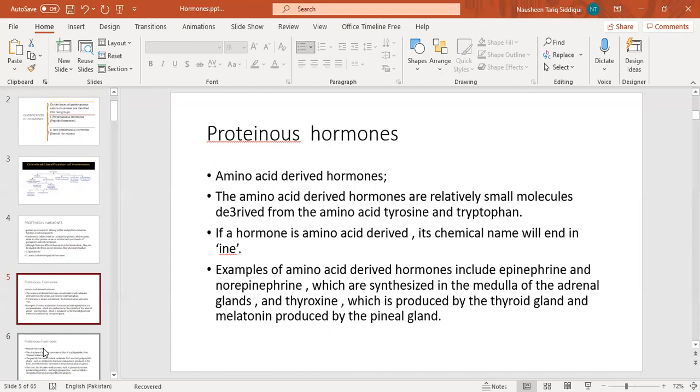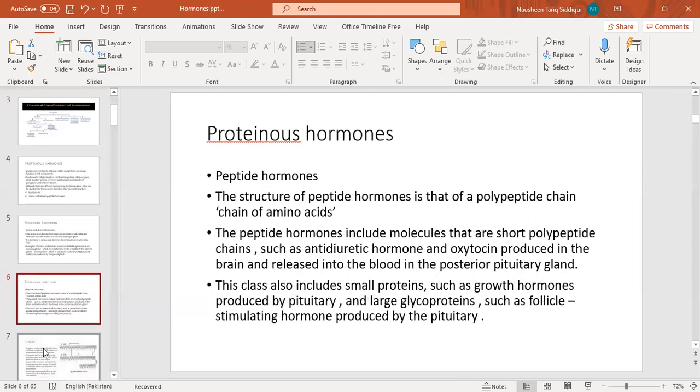Examples of amino acid derived hormones include epinephrine and norepinephrine, which are synthesized in the medulla of the adrenal glands, thyroxine, which is produced by the thyroid gland, and melatonin, produced by the pineal gland. While the peptide hormones have a more complicated, bigger structure. The structure of a peptide hormone is that of a polypeptide chain, that is, a chain of amino acids. It has different chains of amino acids.